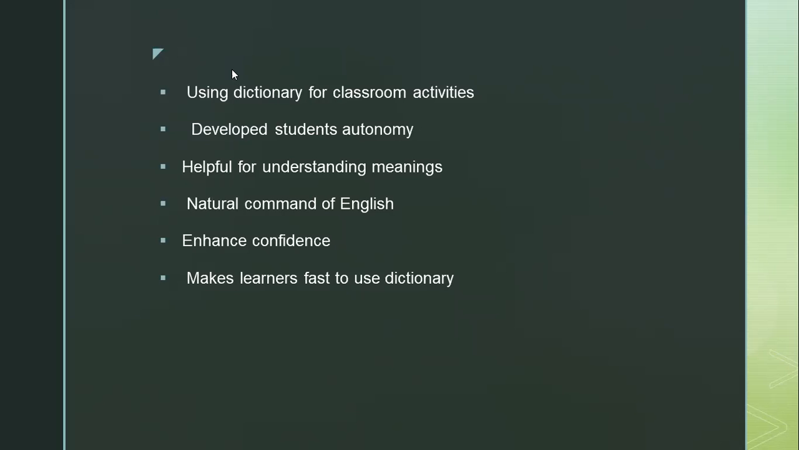Sir, next. Which are the activities for using a dictionary in classroom activities? Where are the activities? Sir, next. Sir, next.